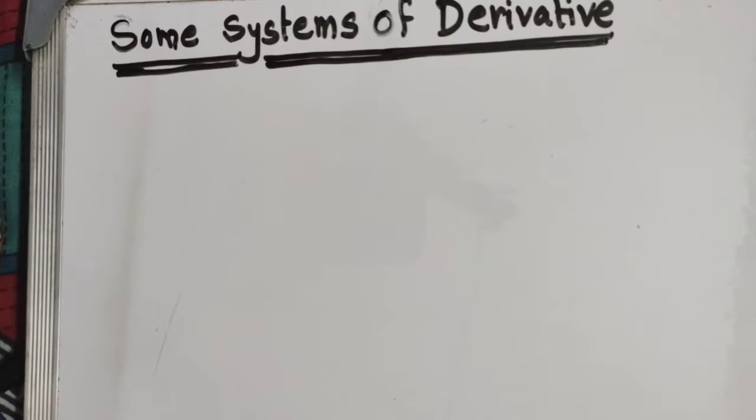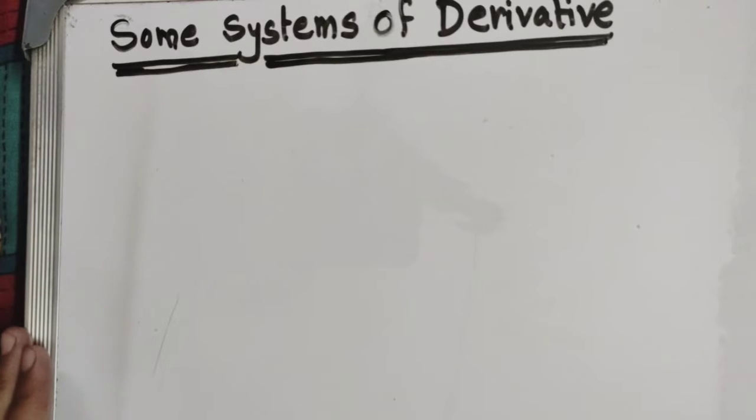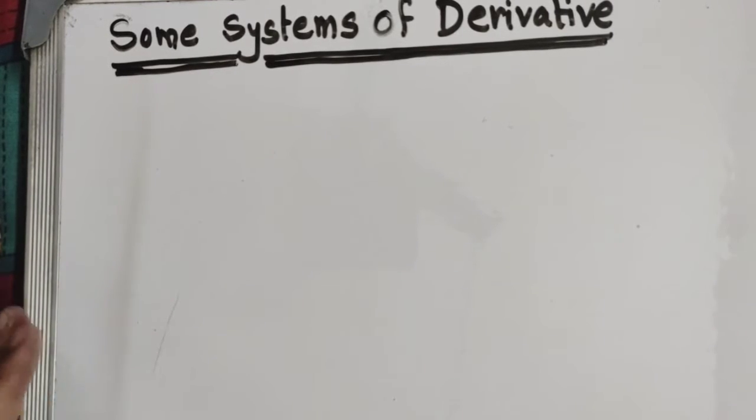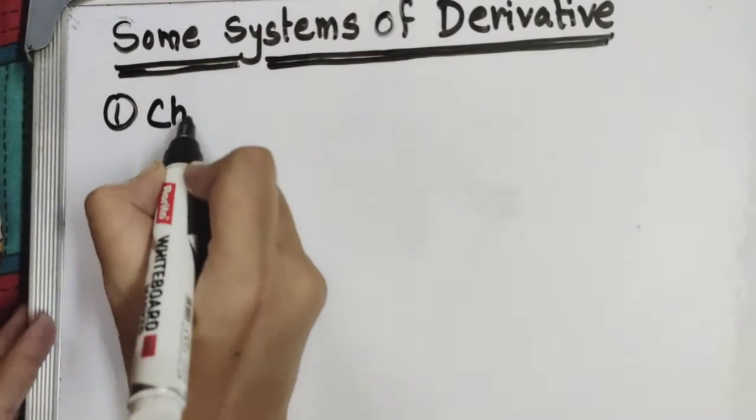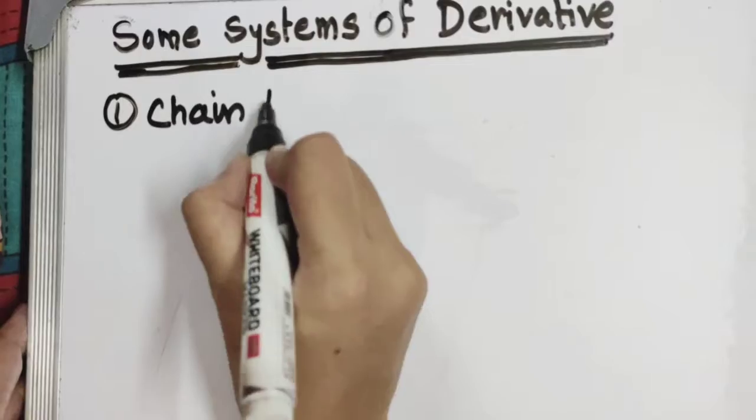Today I will discuss some systems of derivative, which is also very important to do any kind of math of differentiation as well as integration, right? So our first system, number 1, is chain rule. Okay, chain rule. So what is it? Chain rule.